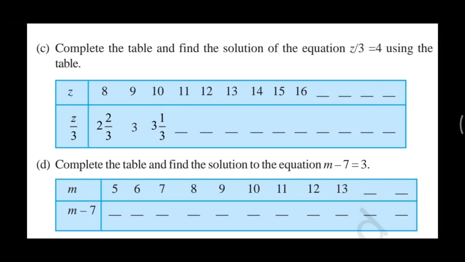Now first of all, understand C part. Complete the table and find the solution of the equation z upon 3 equals to 4 using the table.